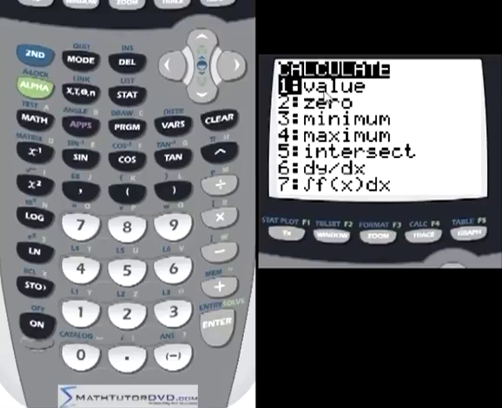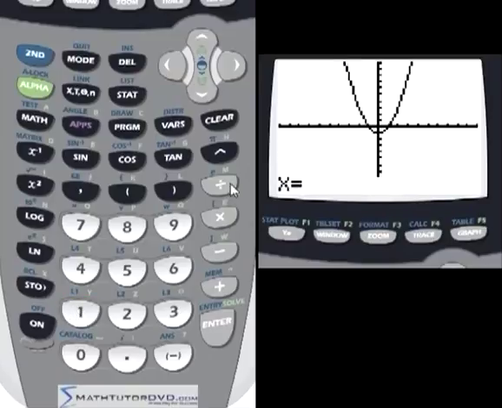So the very first one says, you're in the calculate menu, so you're going to calculate the value of a function. In other words, the exact value of a function. So if you hit enter or just hit number 1, then it's going to take you right back to your graph, but it's going to say x is equal to, and it's up to you to type in something. All right, so let's say you put in x is equal to 1.5, like what we were looking at.